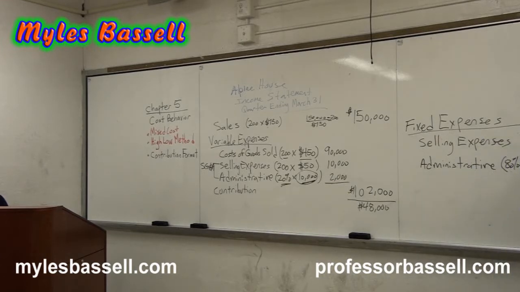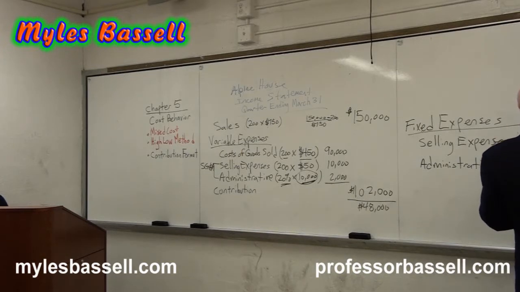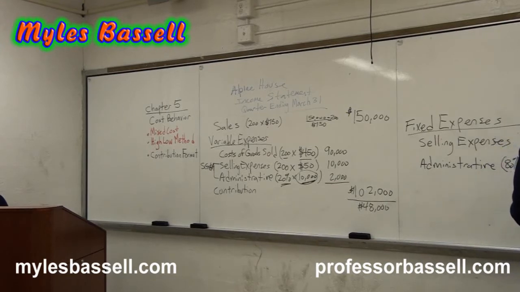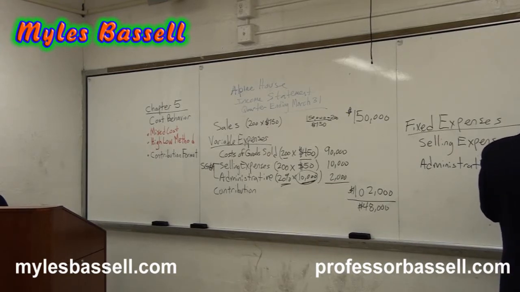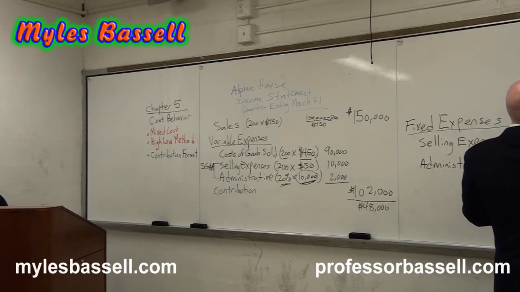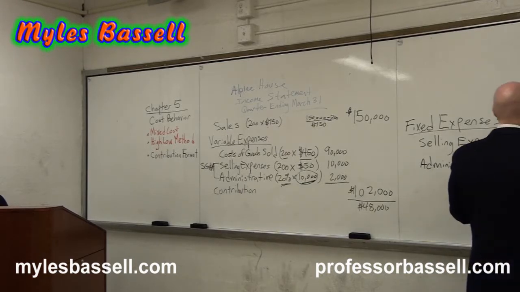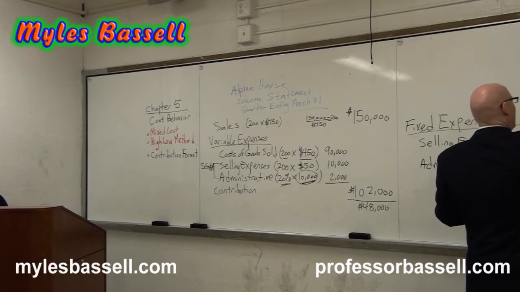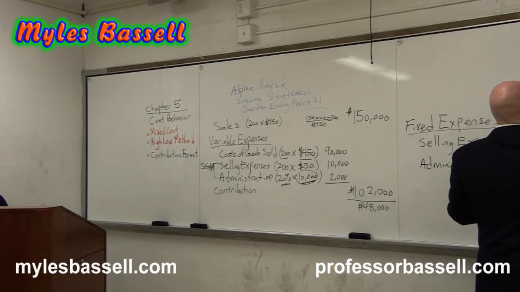Our variable is 102,000, right? Yeah, our variable is 102,000. That would have been a nice business to have for a second, but our variable expenses are 102, fixed are 28, so that leaves us with how much? 20,000. So our net operating income is 20,000.